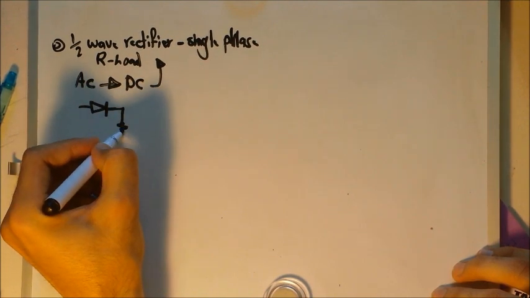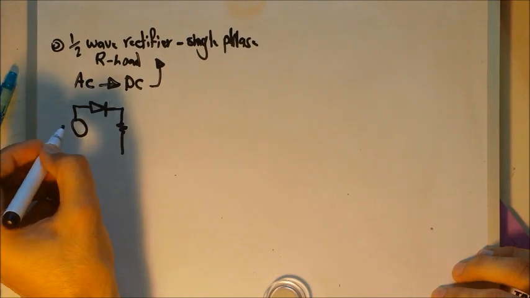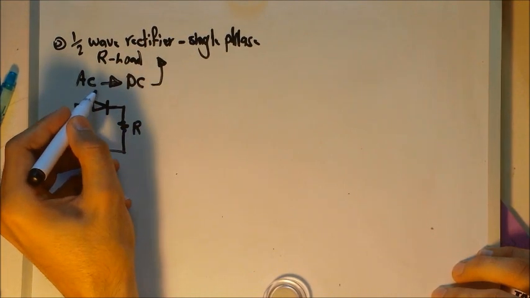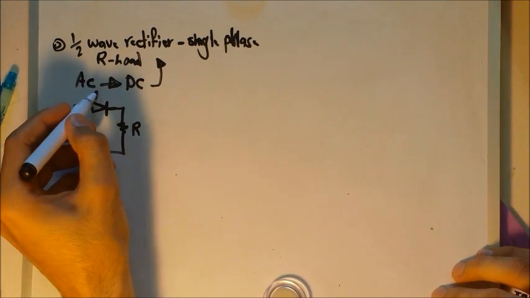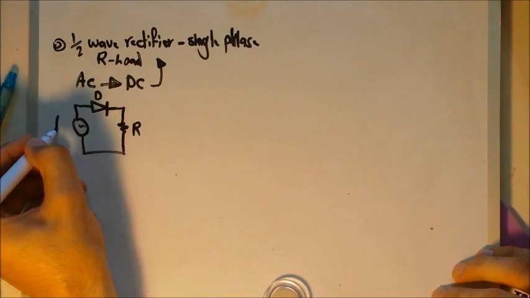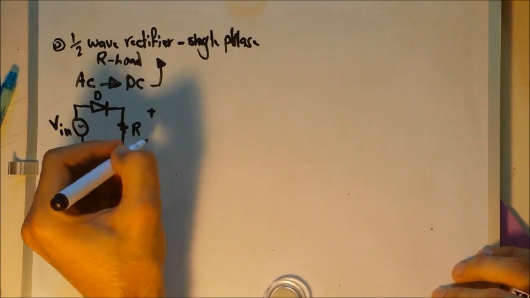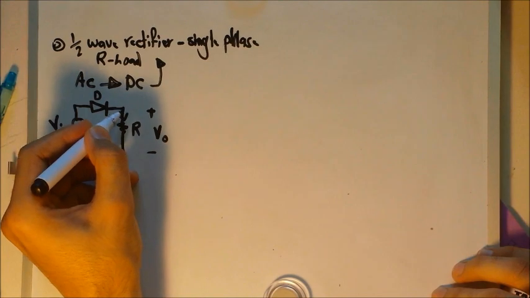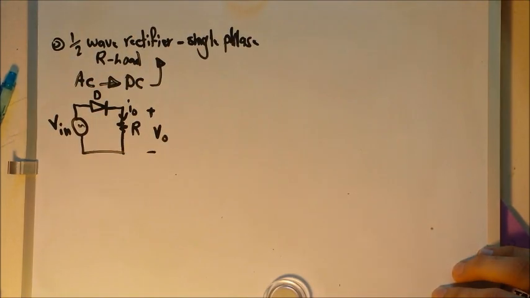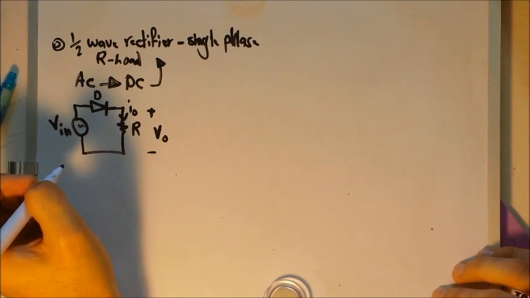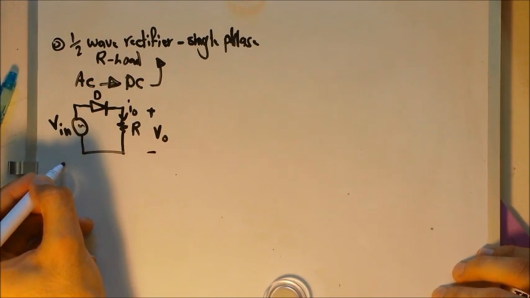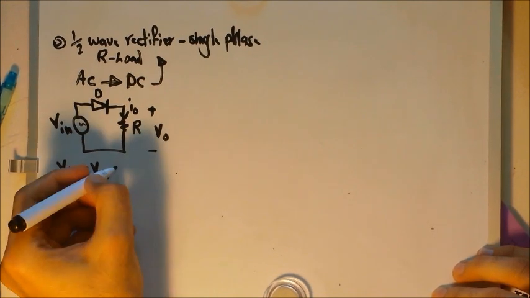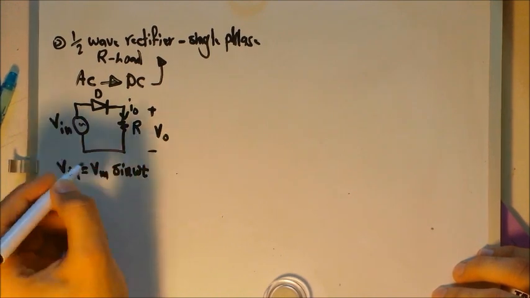Okay, the circuit: we have this diode, we have the resistive load, and we have the source over here. So this is R, this is the diode. Now this is V input, and here is V output across the resistor, and we have I output. Now V input is V maximum sine omega t.